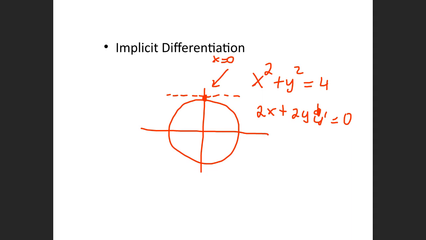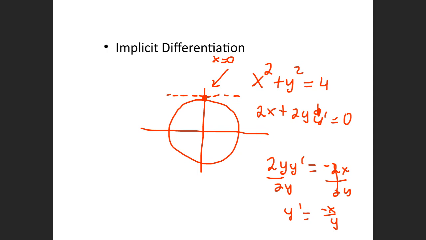So I'm going to subtract off 2x. So this gives me 2y y prime is equal to negative 2x. Then I'm going to divide through by 2y. So I end up with y prime is equal to negative x over y. So that's my derivative. It's kind of interesting because now I can find the slope at any given point using this.